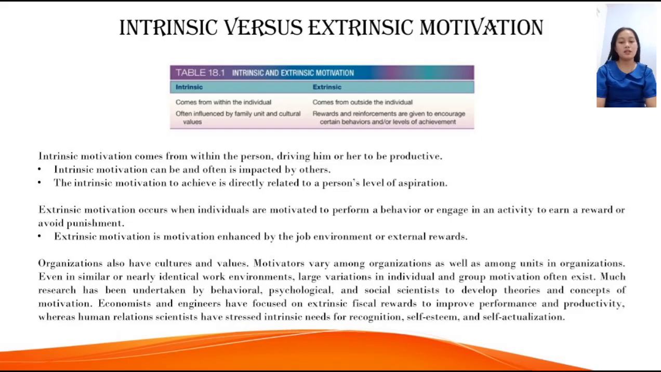So much research has been undertaken by behavioral, psychological, and social scientists to develop theories and concepts of motivation. Economists and engineers have focused on extrinsic physical reward to improve performance and productivity, whereas human relations scientists have stressed intrinsic needs for recognition, self-esteem, and self-actualization.